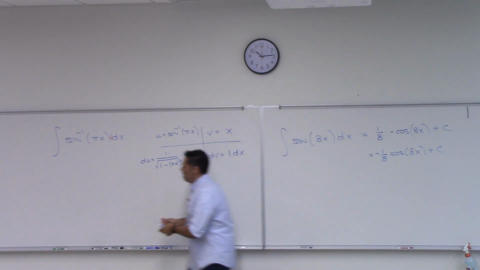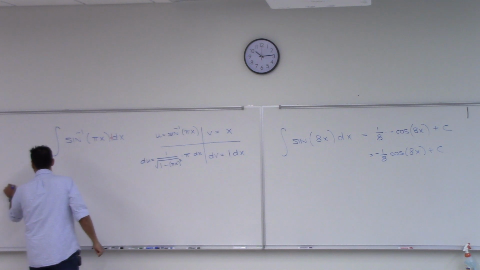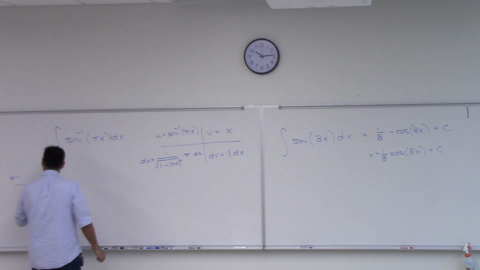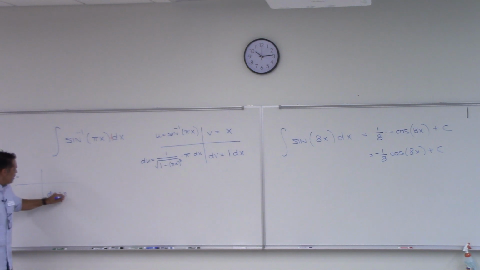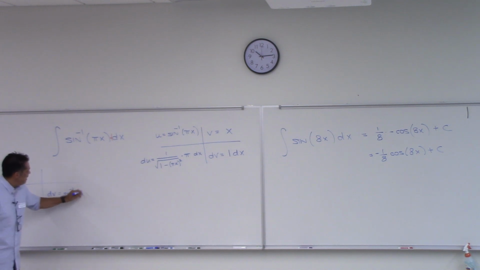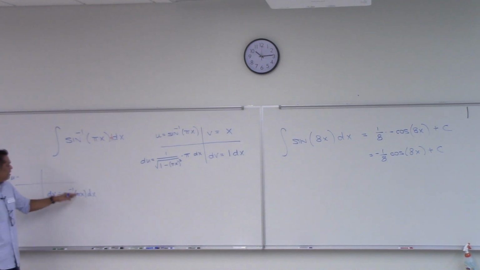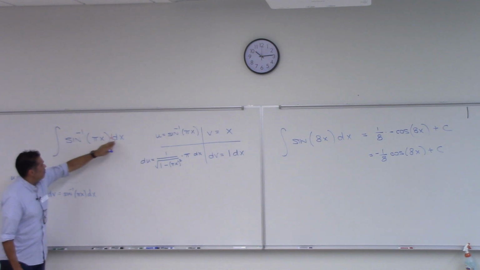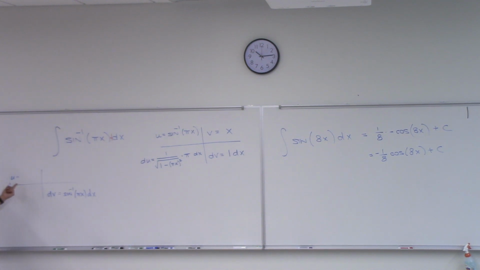You can't do your table the other way around. We could not have done this. I think it'll be obvious when I do it. If you put the inverse sine of pi x, you have to put the dx here, right? This has to be the derivative of something. So if you choose to do the sine part with the dx there, then the only option you have for u is what? 1, right?